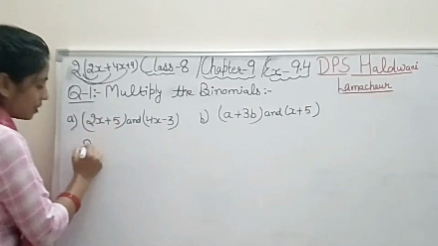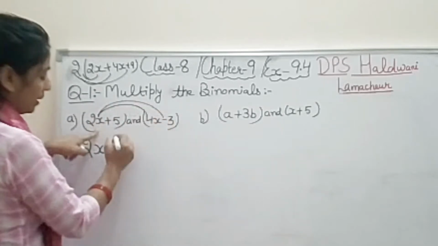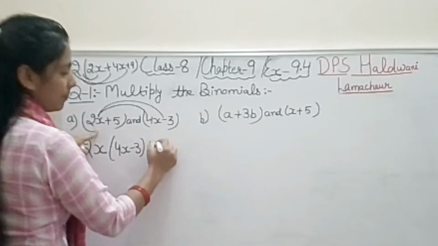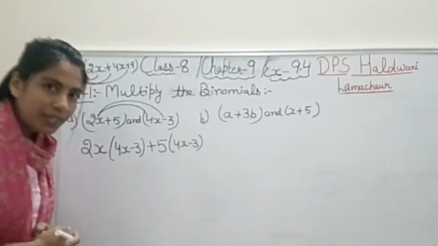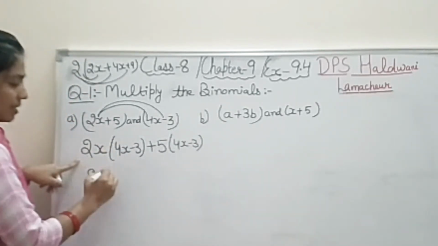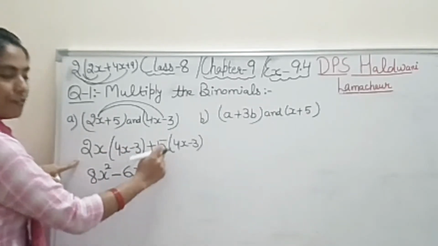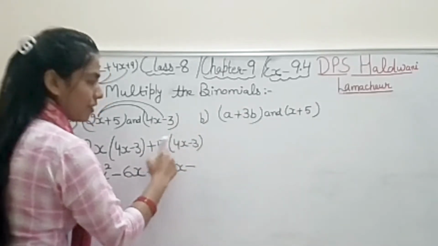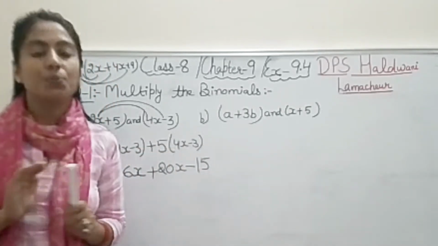So let's start. First of all, take 2x, and this 2x will multiply with both the terms, that is 4x minus 3, right? And then plus 5 will multiply with 4x minus 3. Right student? Now simply you will do multiplication. 2x into 4x is 8x square, minus 3 twos are 6x, plus 5 fours are 20x, plus minus 5 threes are 15.